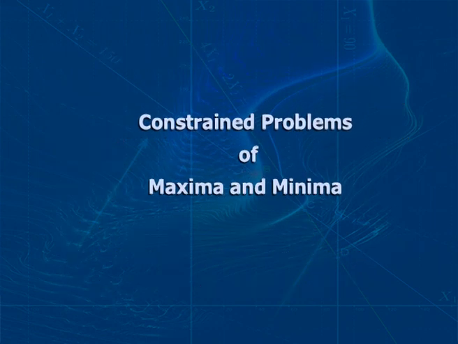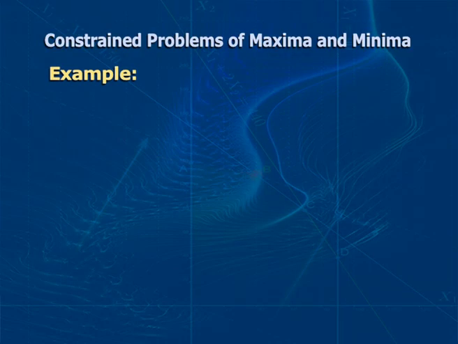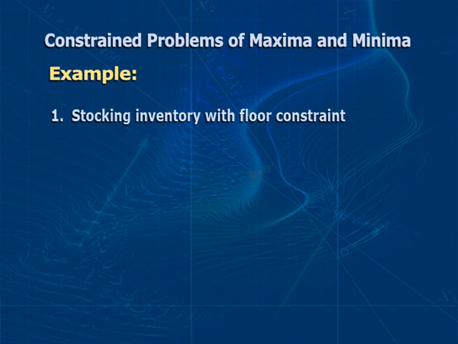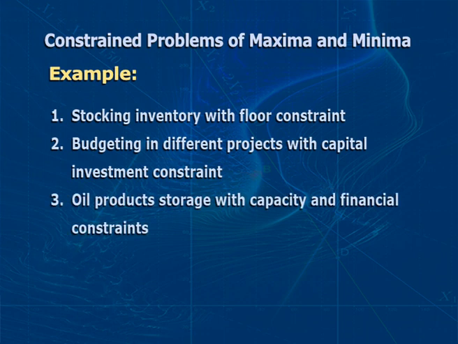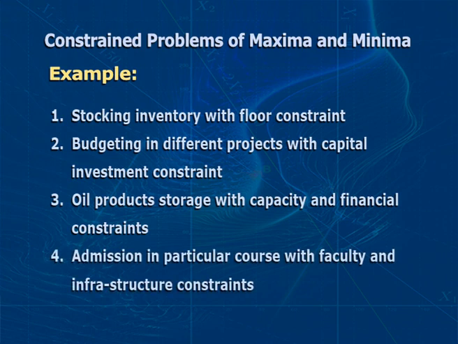Constraint problems of maxima and minima. Now we discuss the problem of optimization of continuous functions when constraints are imposed on the variables. These constraints may be in the form of equations or inequalities. Some examples: stocking inventory with floor constraint, budgeting in different projects with capital investment constraint, oil product storage with capacity and financial constraints, admission in a particular course with faculty and infrastructure constraints.